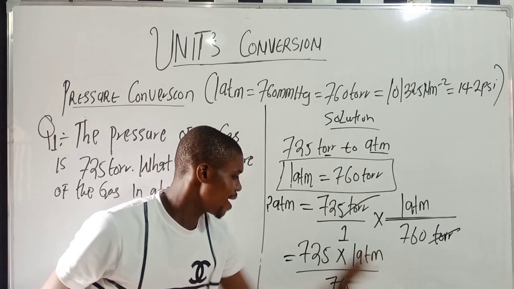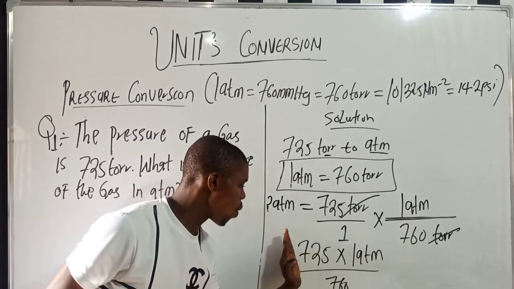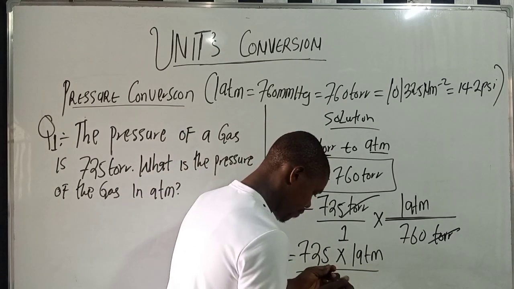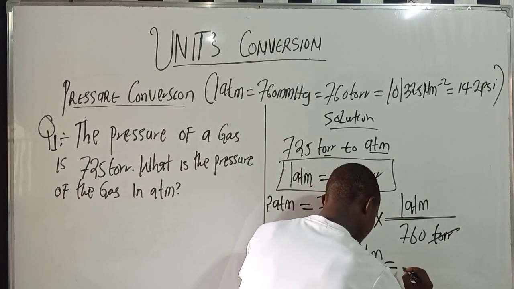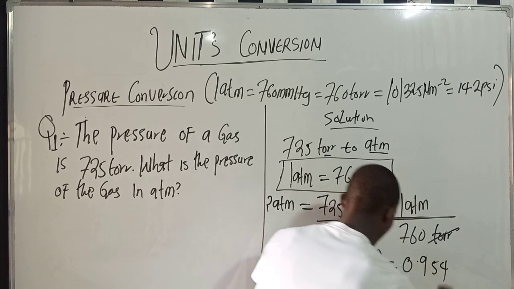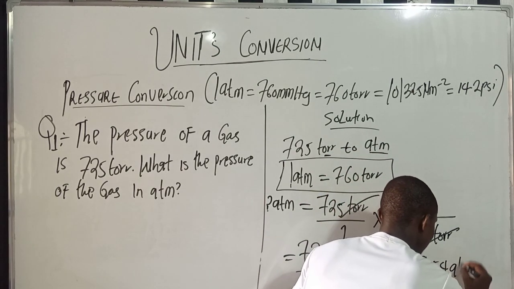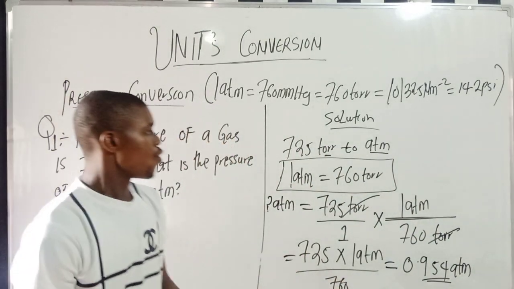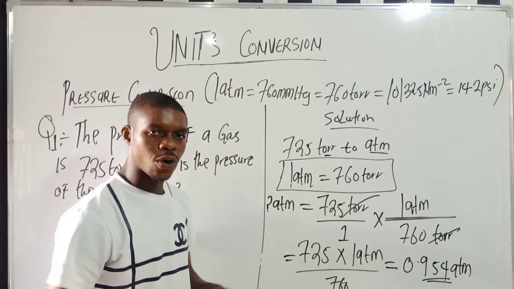What you want to do here is to multiply it, one times one divided by 760. Here we have 0.954 atm. That is the answer. Let me move to question two.